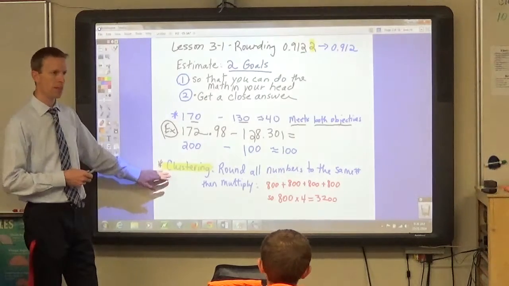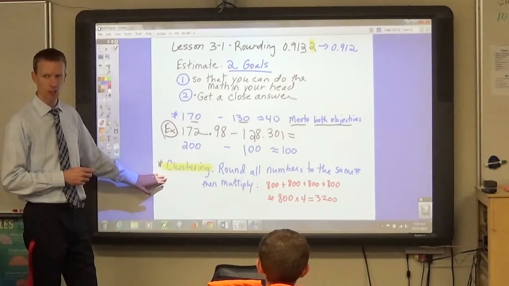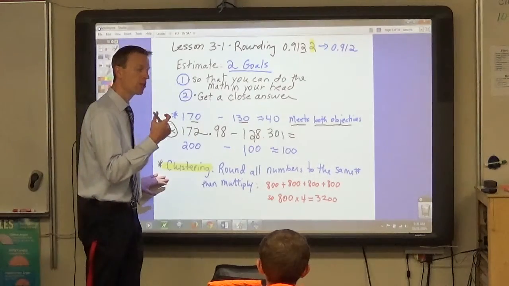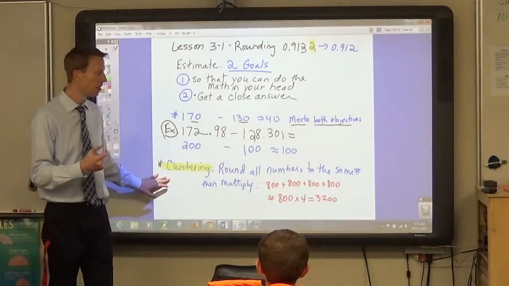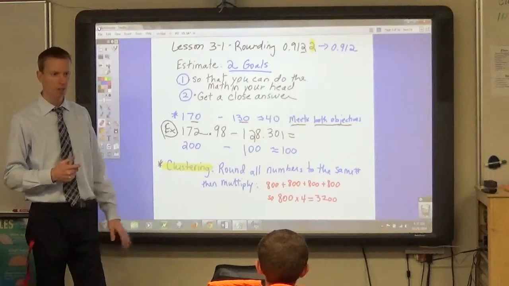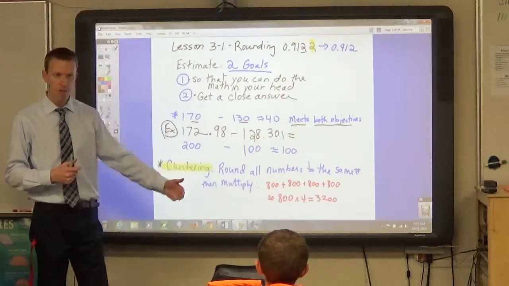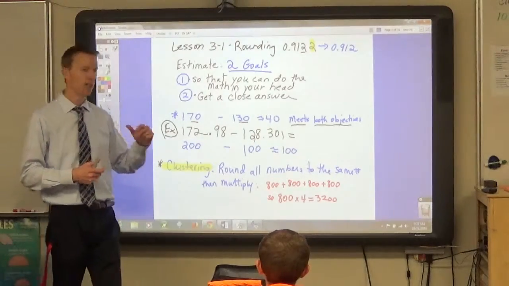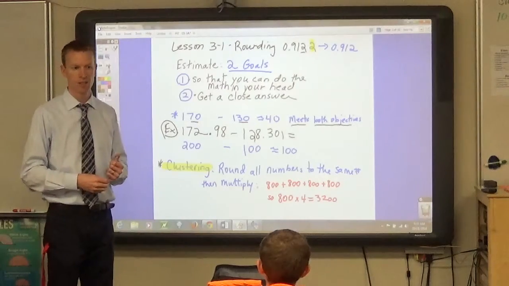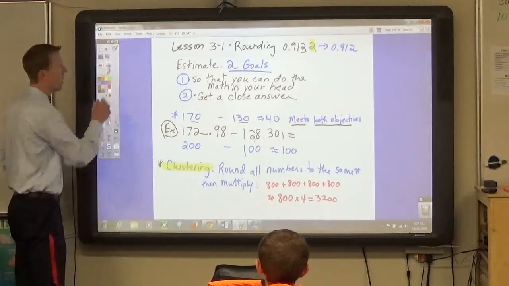Now, there's another method that the book wants you to know, and that's called clustering. Clustering means rounding all the numbers to the same number, and then multiplying by the number of numbers you have. Any questions on that method?